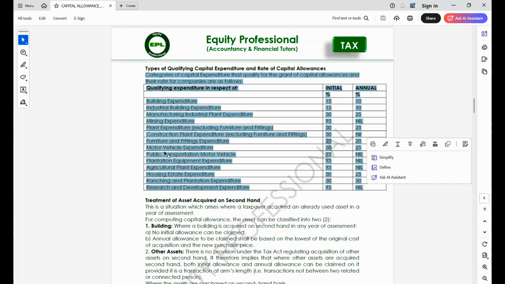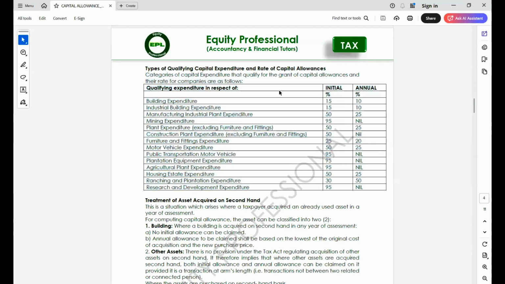construction plant, furniture and fitting, motor vehicle, public transportation motor, plant equipment, agricultural plant, housing estate, ranching and plantation, research and development. Those are the qualifying capital expenditure that will be available for capital allowance. Any expenditure you incur will be grouped under any of these categories of assets. As I said, don't stress yourself. These rates and percentages will be provided to you by the examiner as part of your question paper.